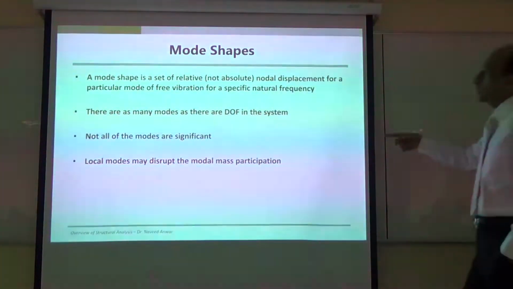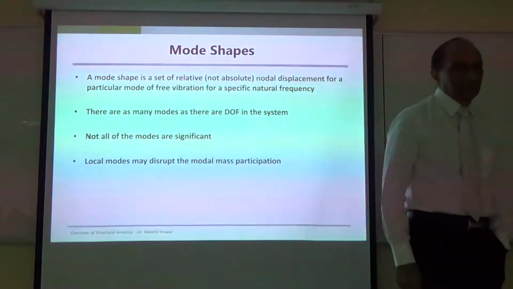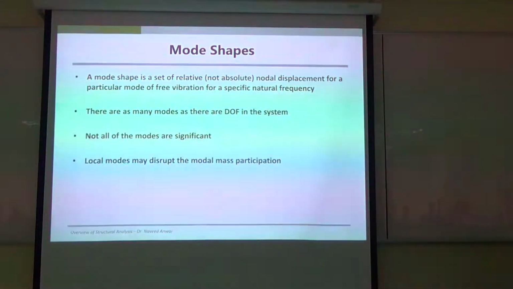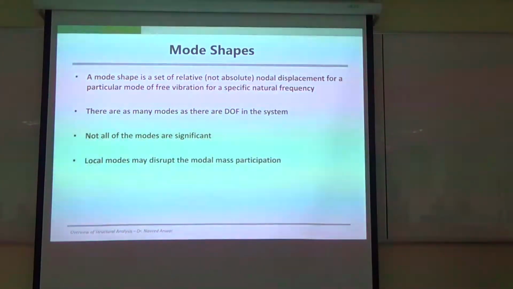There are as many modes as degrees of freedom in the system. Wow, that's a lot. If a structure has 1 million degrees of freedom, there will be a million modes. And normally structures have millions of degrees of freedom. So actually there are millions of mode shapes and corresponding frequencies. But we are not interested in all of them. We are interested in a certain range.